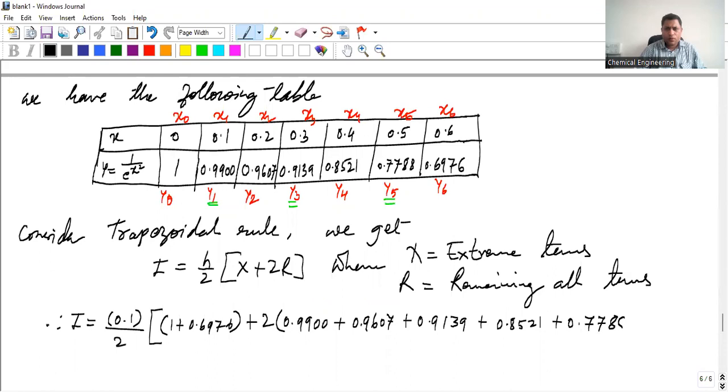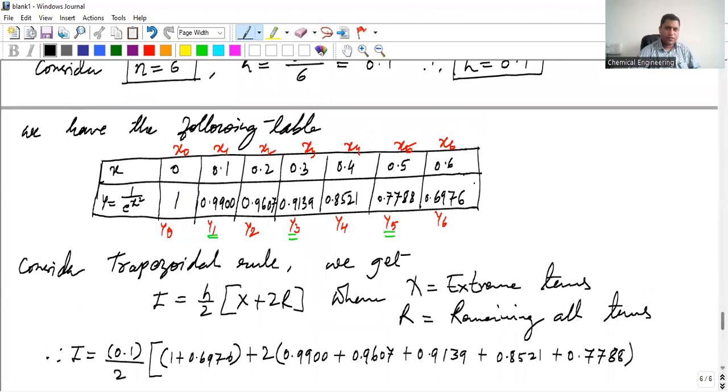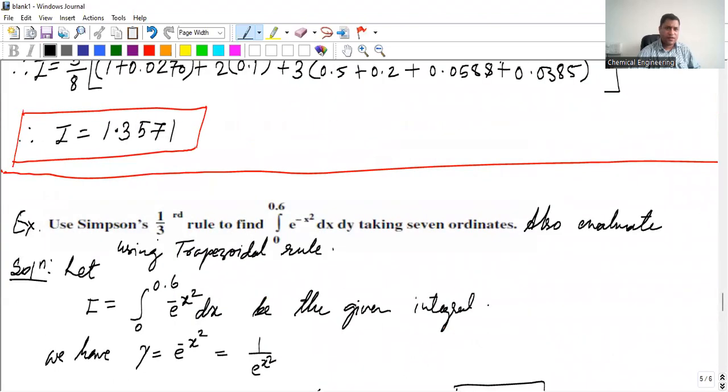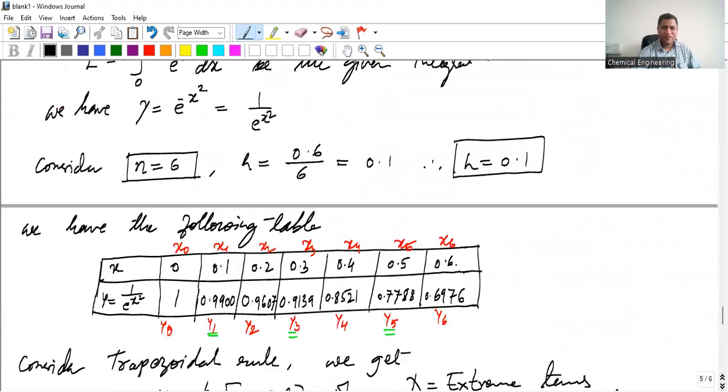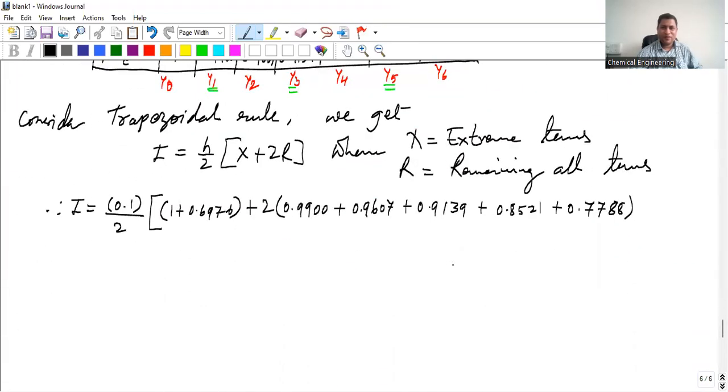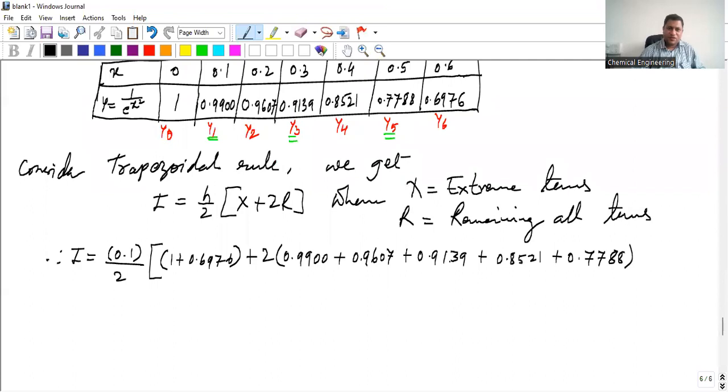The question asked us to use the Simpson's 1/3 rule. Oh, you didn't see the question, then, that I have extended to use the trapezoidal rule also. Sorry, sir, I missed it. So that's what we have. Now tell me, what is the value of I?